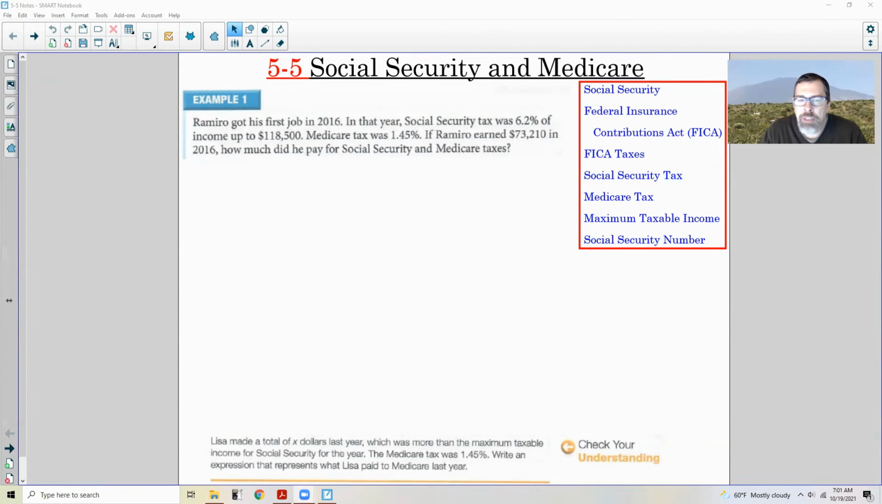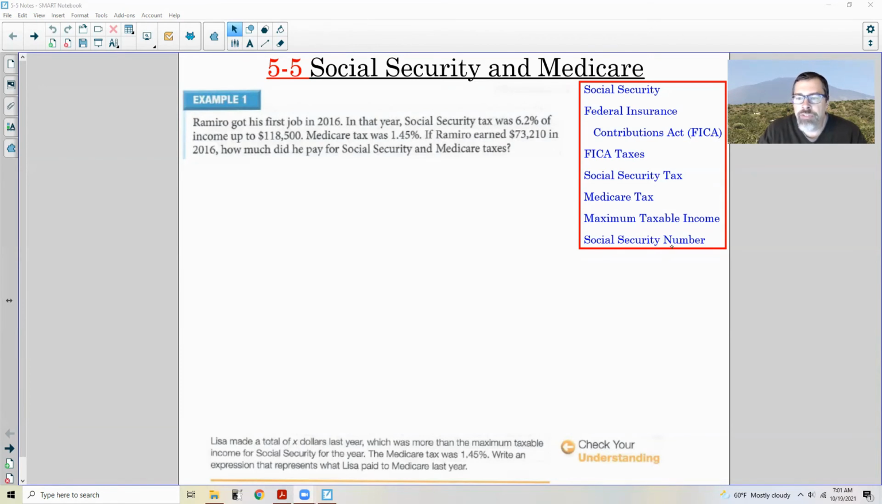Your maximum taxable income: there is a limit. If you make a lot of money every year, there is a limit as to how much they will tax. Anything over and above that, they no longer take out the Social Security or the Medicare taxes. So they'll tax you up to a certain point, and the amount above that is not taxed. Finally, your Social Security number is your personal identification number. That's how they identify you, and it's the account that your money goes into, and how they keep track of how much you have paid in and how much you will get back when you retire.